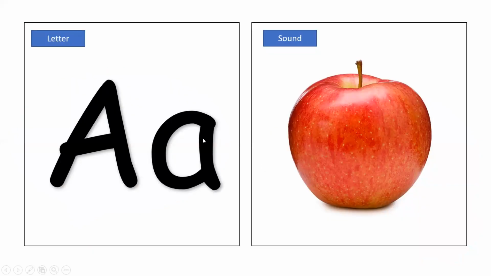The letter is A from the alphabet. How do we find the sound? Look at the picture. Apple. What's the first sound? A. Apple, a. So the letter is A and the sound is A. The corresponding sound for the letter A is A.